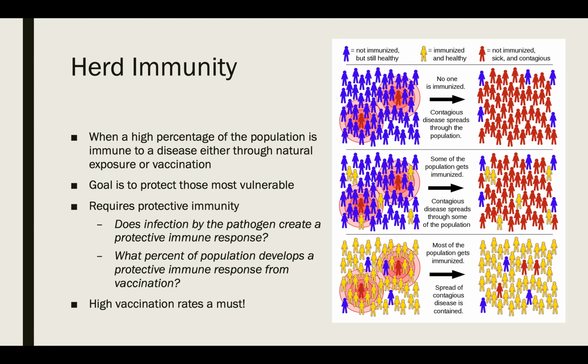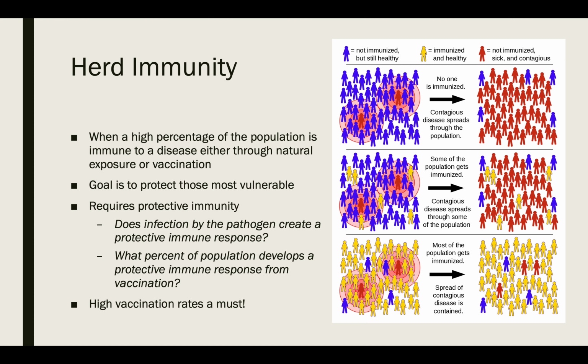Okay, so on to herd immunity. We hear all about this in the news, the importance of herd immunity. People are debating with COVID, should we allow there to just be herd immunity naturally? I'm just going to talk about what it is. So herd immunity is when a high percentage of the population is immune to a disease, either through natural exposure or vaccination. And with vaccination, the goal is to protect those that are most vulnerable.